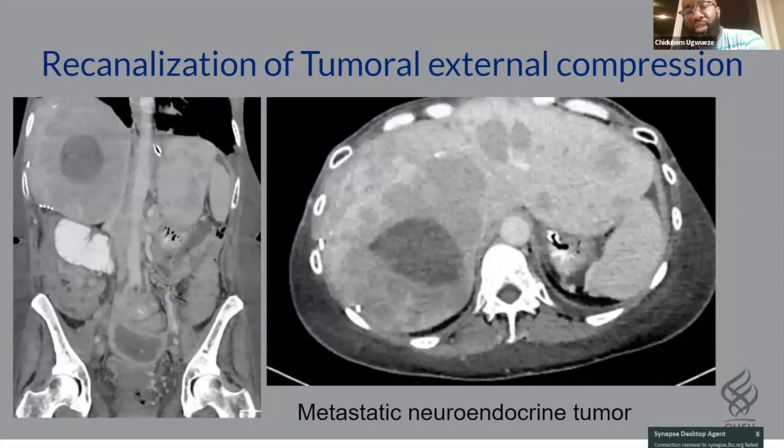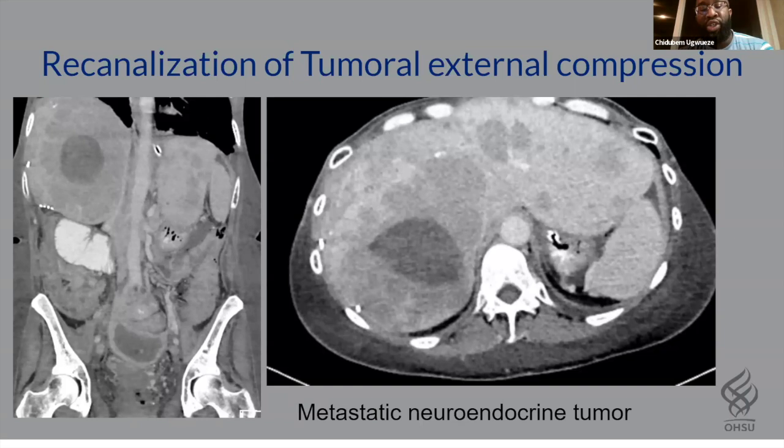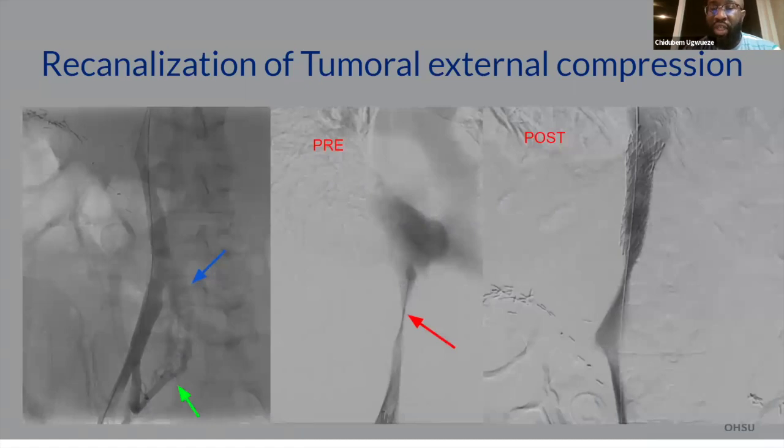The next case is stenting for tumoral compression. In this case, we had a patient who had metastatic neuroendocrine tumors that was compressing the intrahepatic IVC to the point where they had severe lower extremity pain and also starting to get venous ulcers. And this was a palliative measure to decrease their pain as they were going into palliative care for their metastatic cancer.